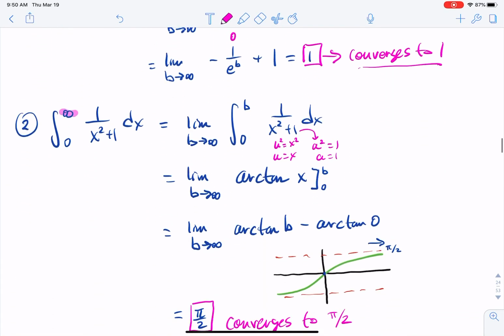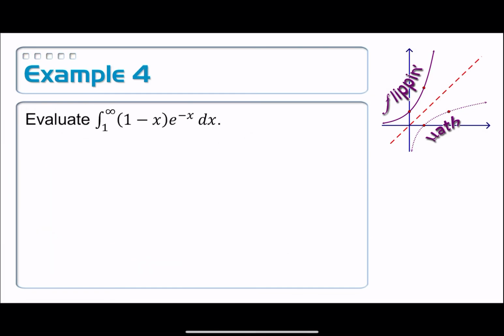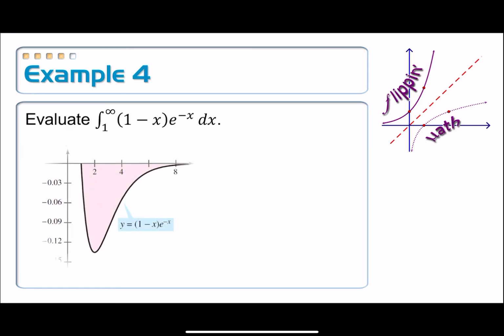All right, so let's take a look at perhaps a couple more examples. Evaluate the improper integral from 1 to infinity of 1 minus x times e to the negative x with respect to x. I threw this one in here because, do you recognize this as something that you're going to have to use integration by parts on? Let's take a look at this graph here. It's a weird one, right? This is this drippy looking thing there. Does it get to the x-axis quickly enough? I don't know. Let's take a look here.